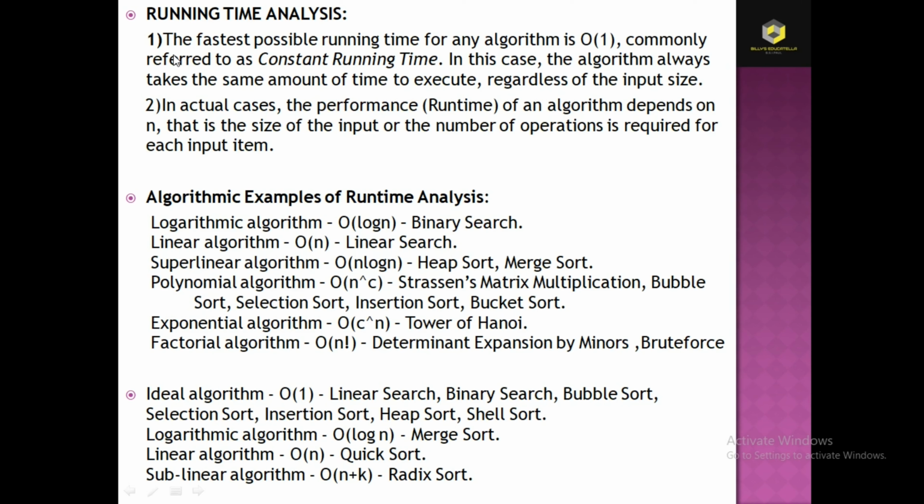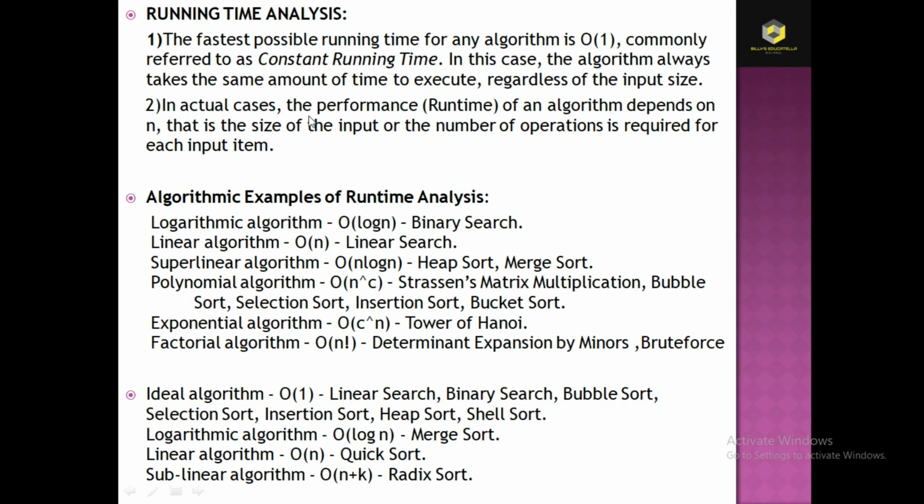The running time analysis. The fastest possible running time for any algorithm is order of 1. For any program to execute, it requires some time. So one of the best ways to execute in less time is order of 1, where the computer executes in a time period of 1, and it is commonly referred to as a constant running time. The algorithm always takes the same amount of time to execute regardless of the input size.